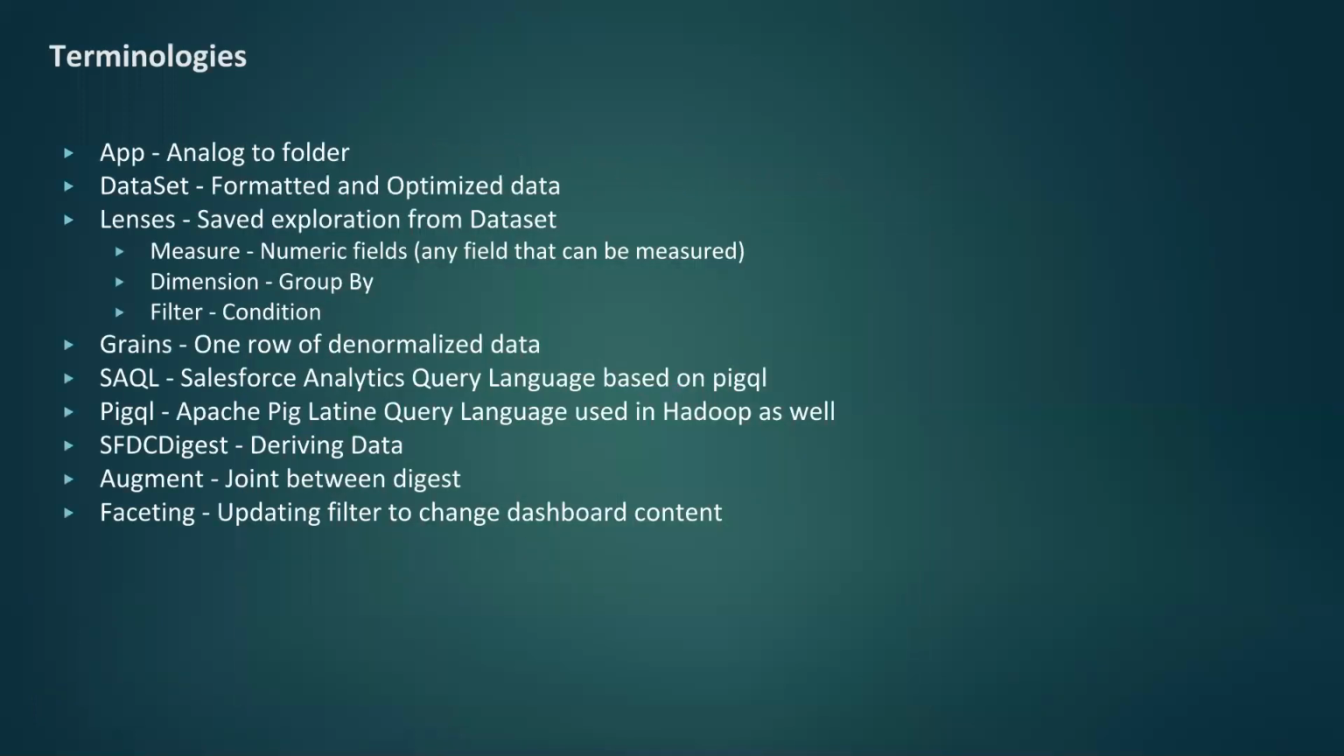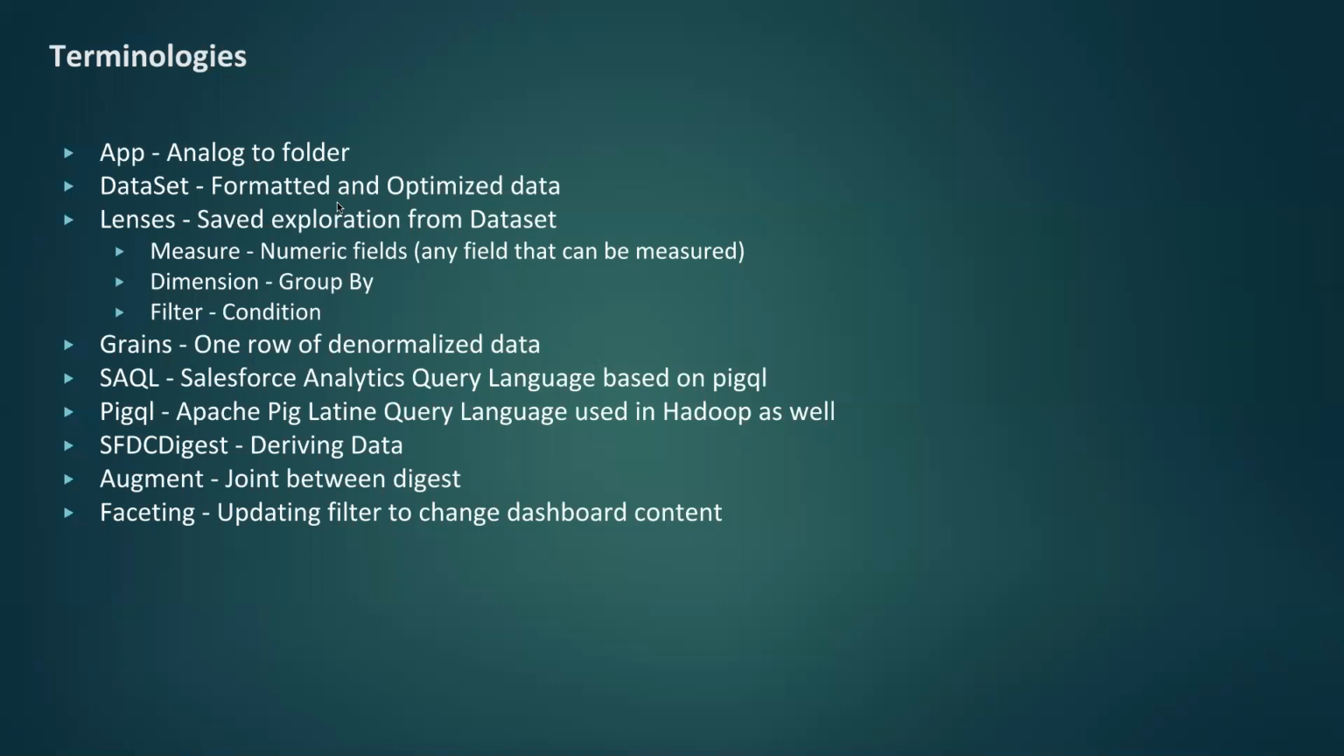So first and foremost, I'm going to use some terminology, and I want to make sure that everybody understands it. So an app is like a folder. Inside an app in Analytics Einstein, you can have lenses, dashboards, and data sets. Now a data set is formatted and optimized data.